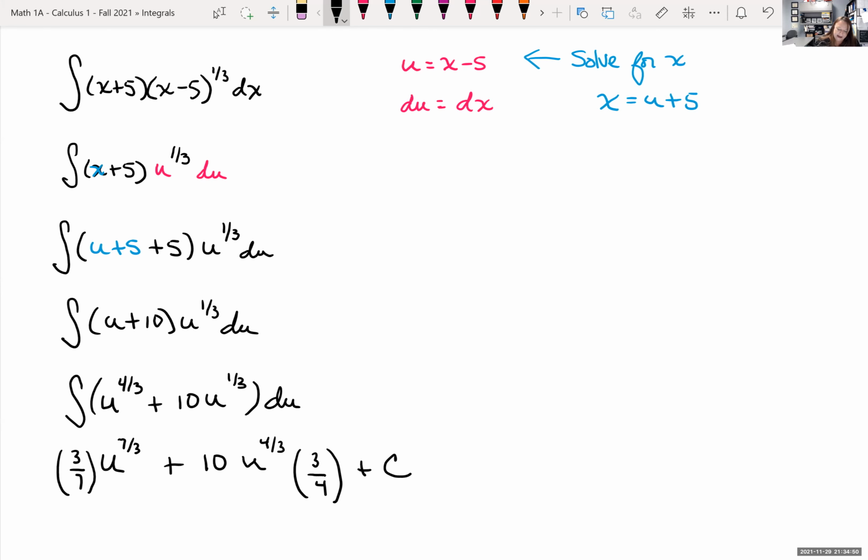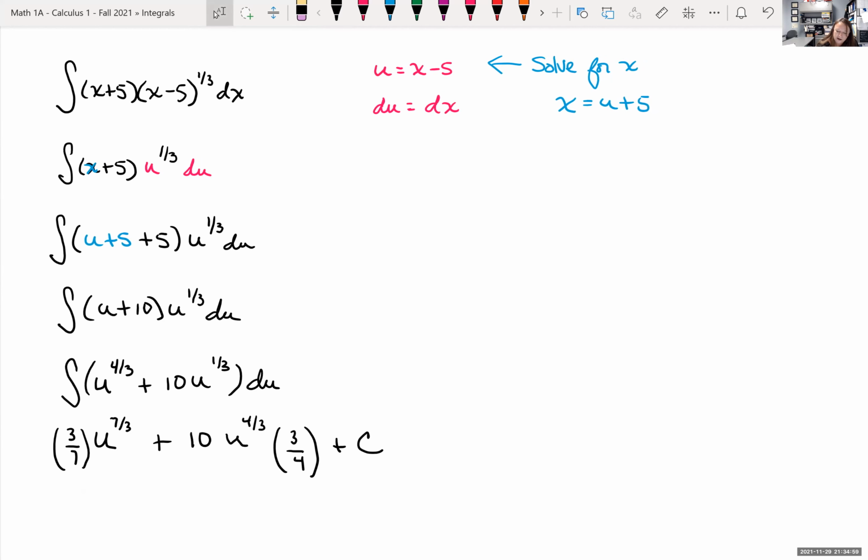Indefinite integral, we always add plus c. It cleans up a little bit. That second term, notice 4 and 10 both have a 2 in common. So I can say 2 goes into 10 5 times, 2 goes into 4 twice.